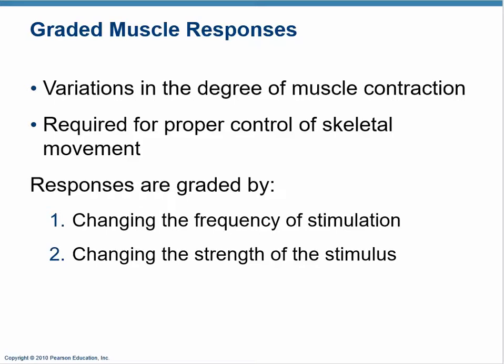Now, what dictates that? Because a muscle contraction is an on-off event: you let sodium in and the muscle contracts in a twitch, and the twitch is already predetermined. How can you get a graded response? Really, you do it by increasing or decreasing the frequency that the motor neuron fires, or changing the strength of the stimulus, because a stronger stimulus causes more motor units to fire at the same time.